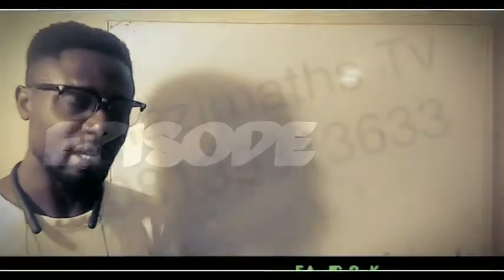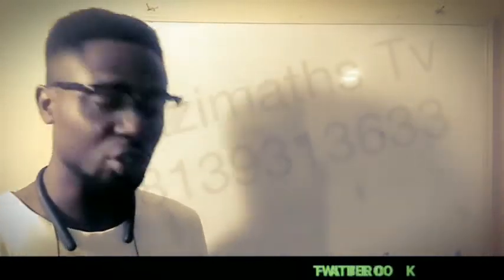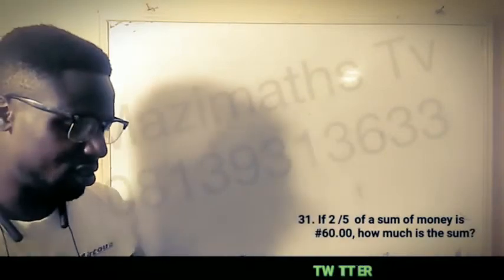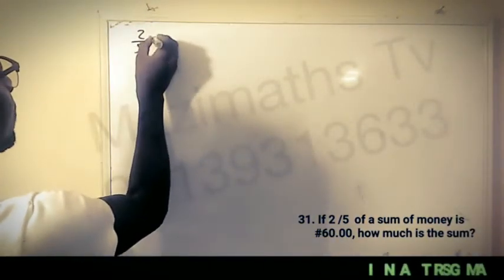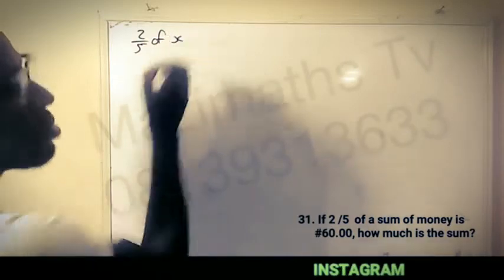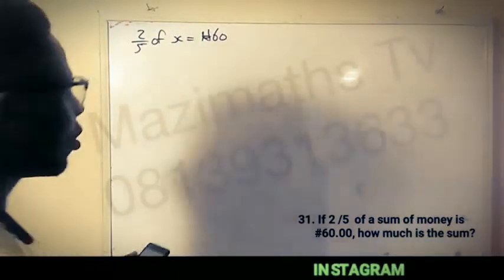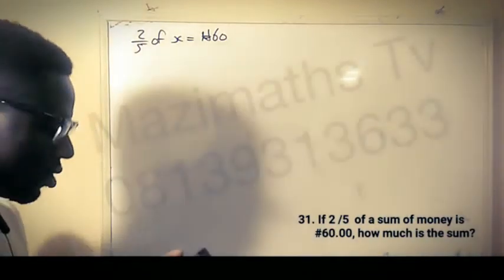Now, welcome class to another edition of a special class on common entrance. So we have some questions 1 to 30. So we are starting from question 31 now. If 2/5 of a sum of money is 60 naira, let's use x to represent that sum. How much is the sum?